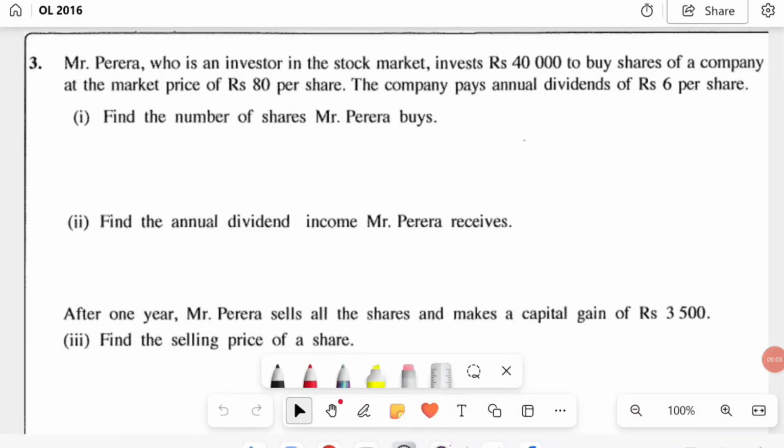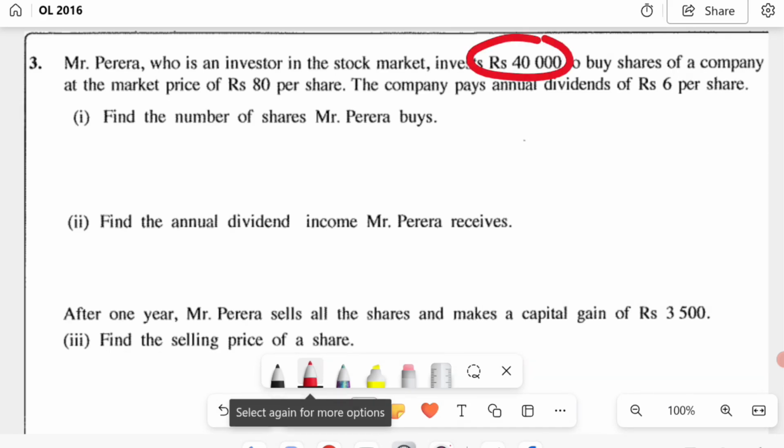Mr. Pereira, who is an investor in the stock market, invests 40,000 rupees to buy shares of a company at the market price of 80 rupees per share. The company pays annual dividends of 6 rupees per share. Find the number of shares Mr. Pereira buys. His invested amount is 40,000 rupees and the market price of a share is 80 rupees.